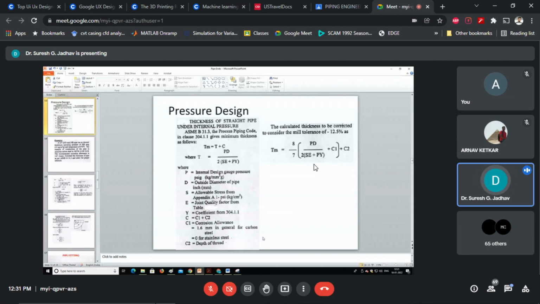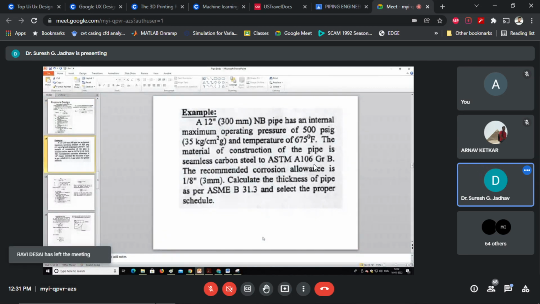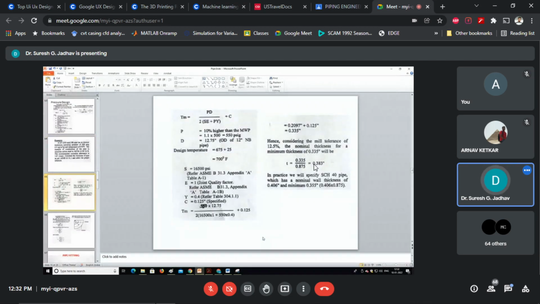Then substitute all values, and you can find out the calculated thickness of the pipe as per ASME B31.3 and select the proper schedule, meaning wall thickness. We can abbreviate schedule as SCH. So in the solution, for TM, here P is 10% higher than MWP. MWP stands for the maximum working pressure, or we call it maximum allowable pressure.